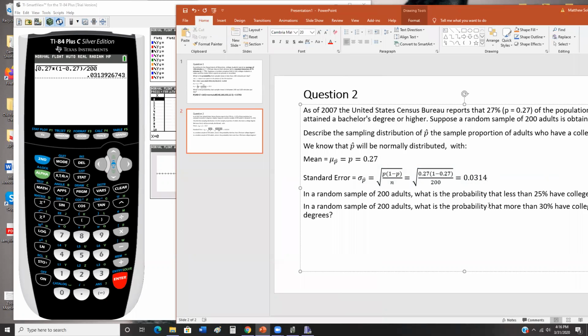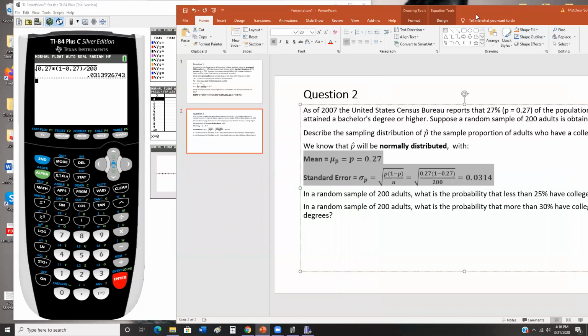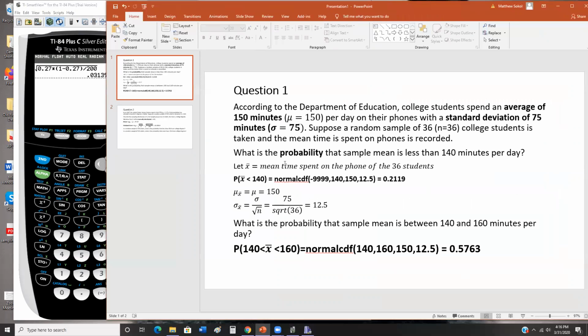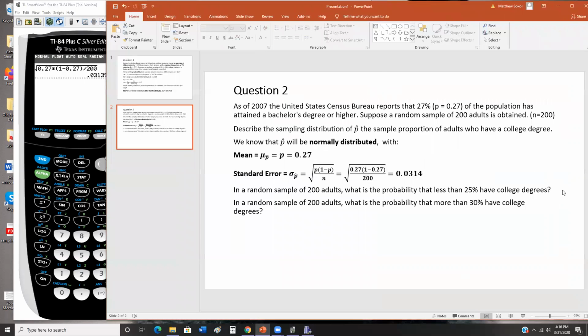Right, so that's what you have to do there. Always, when I say describe, you have to tell me it's normally distributed, and then what the mean and standard error are. Always, always. Then once you do this, the next two parts are exactly like the questions here. You're going to use the normal CDF, and it's pretty straightforward. So let me show you how to do this.